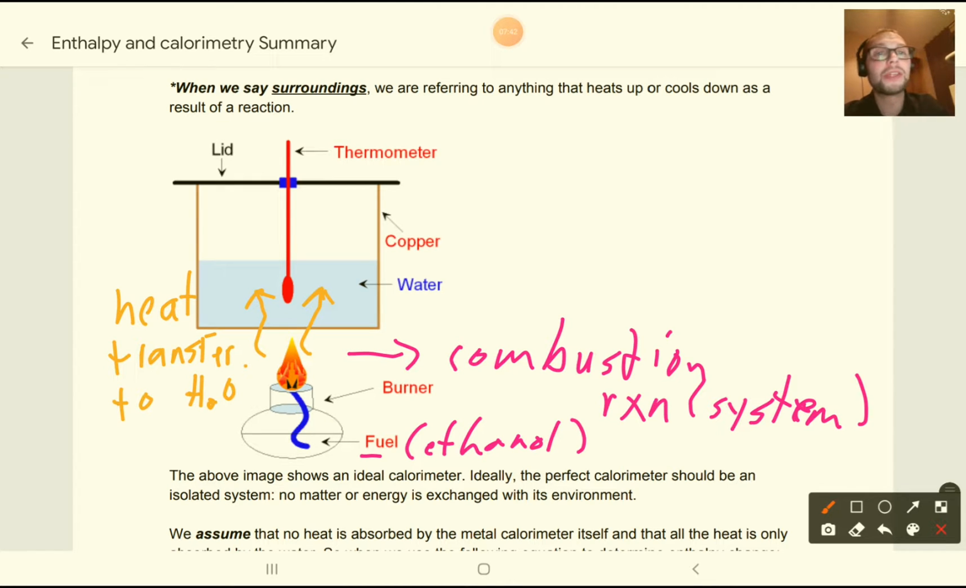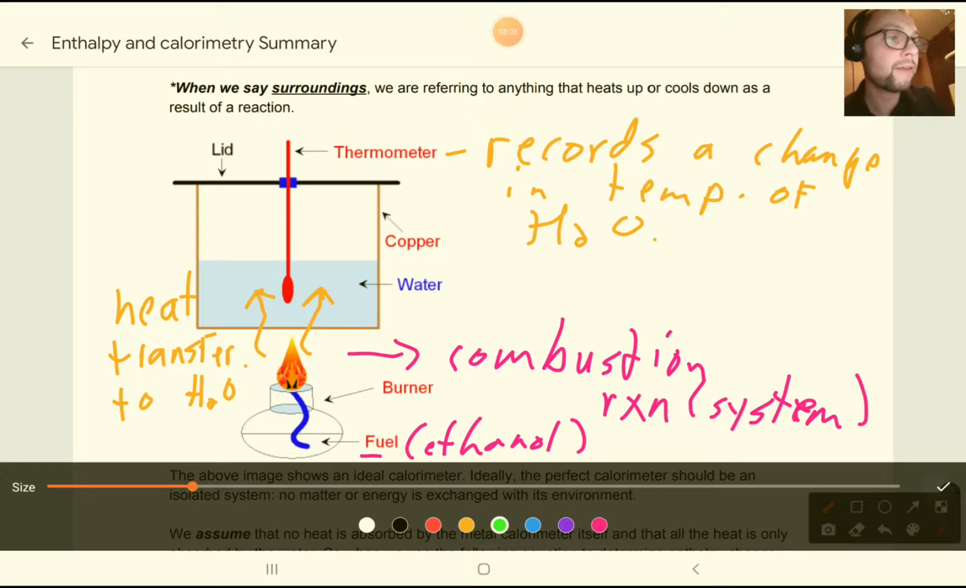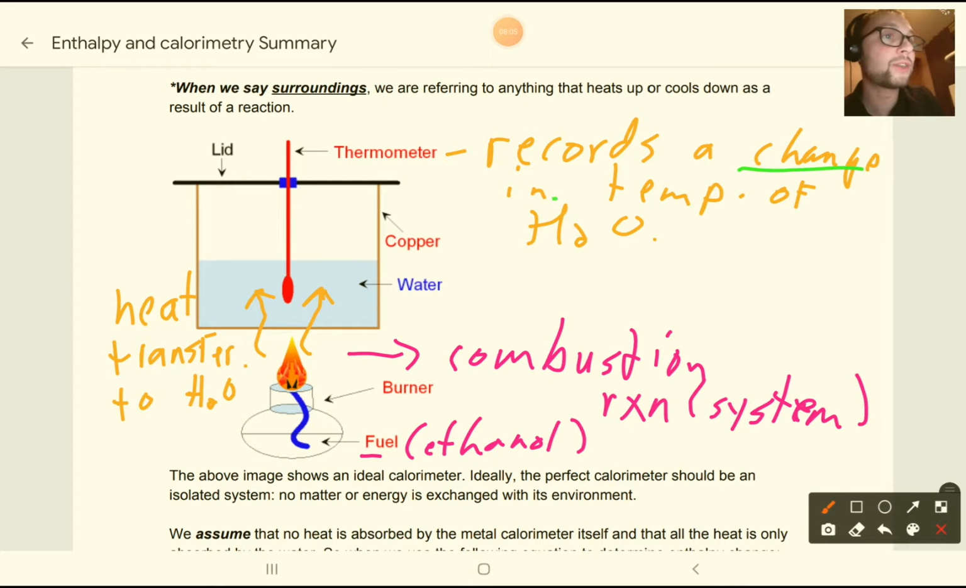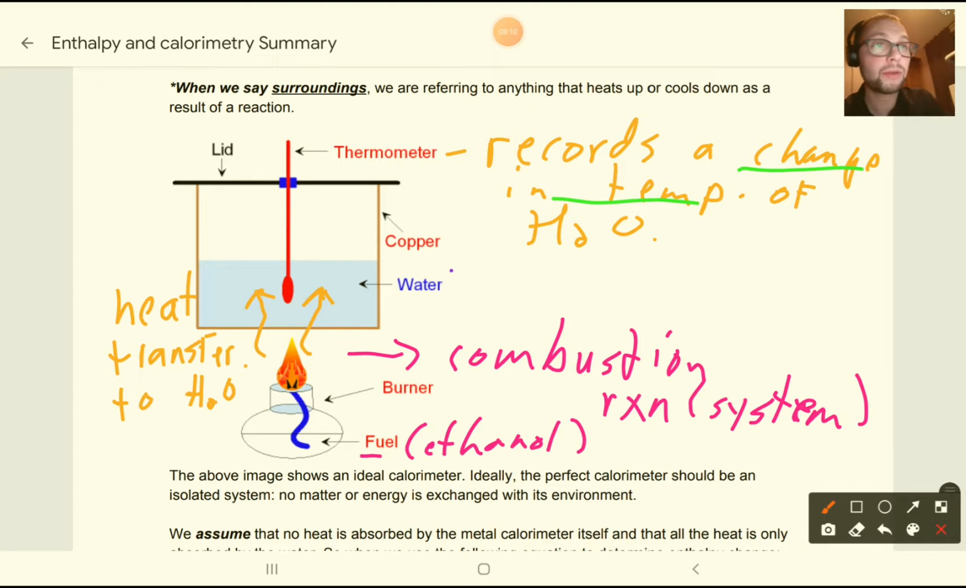So as a result, the heat transfers into the water, the thermometer records a change in temperature of H2O. Now, here's the key thing here. If we have a change in temperature of H2O, that makes H2O, or the water here, the surroundings.